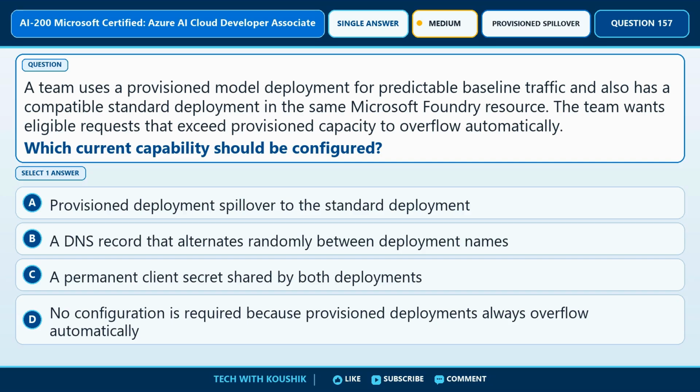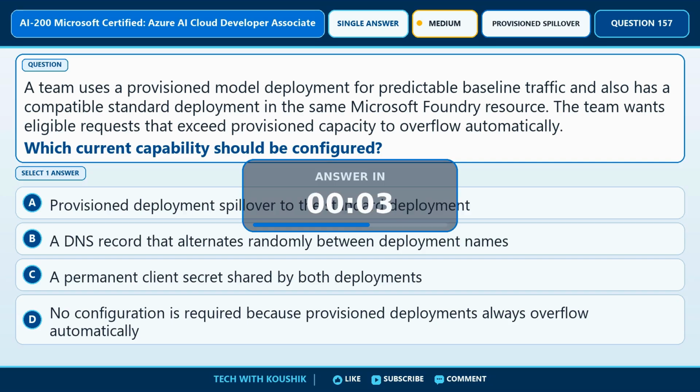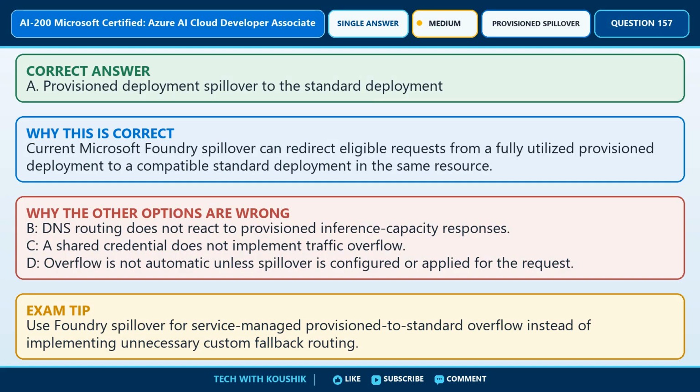Next, option A, provision deployment spillover to the standard deployment. Next, option B, a DNS record that alternates randomly between deployment names. Next, option C, a permanent client secret shared by both deployments. Next, option D, no configuration is required because provision deployments always overflow automatically. The best answer is option A, provision deployment spillover to the standard deployment.